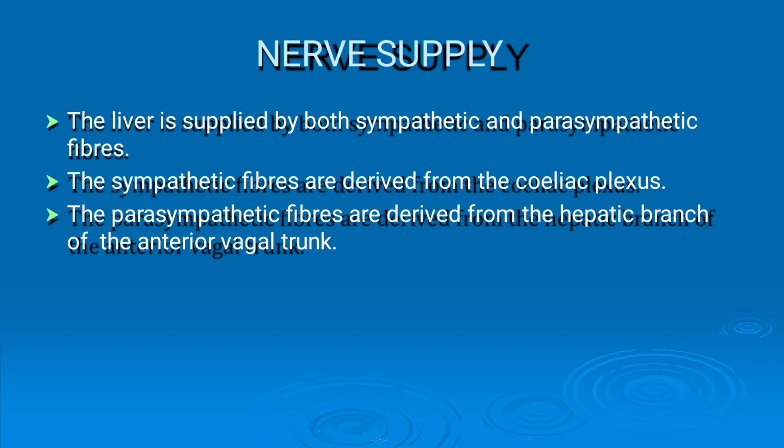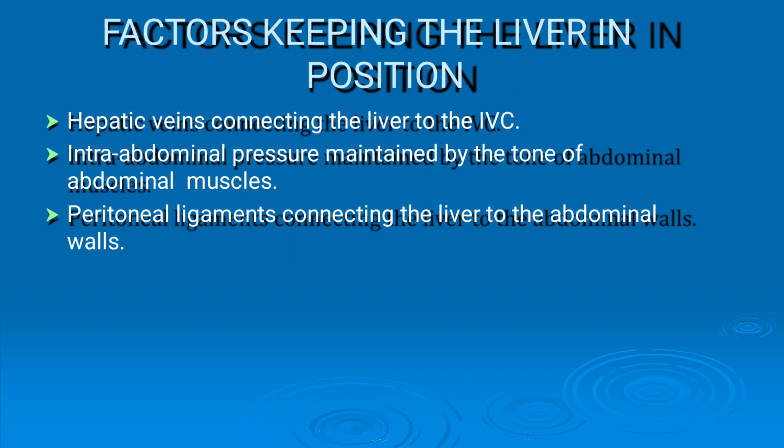Now we want to move and discuss factors keeping the liver in position. Hepatic veins connecting the liver to the inferior vena cava. Intra-abdominal pressure maintained by the tone of the abdominal muscle. Peritoneal ligaments connecting the liver to the abdominal wall.